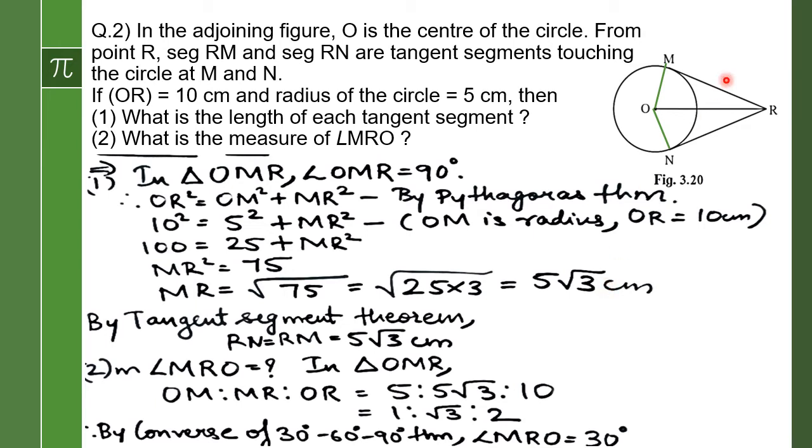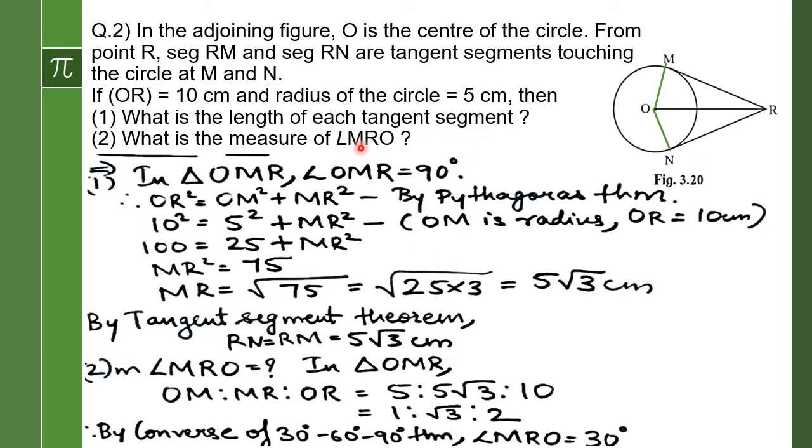Now what does the tangent segment theorem say? Whenever from an exterior point you draw two tangent segments towards the circle, those tangent segments are congruent. That means MR is congruent to RN, and hence RN also will be 5 root 3 centimeters. So we found the length of each tangent segment. That was the first part of the question.